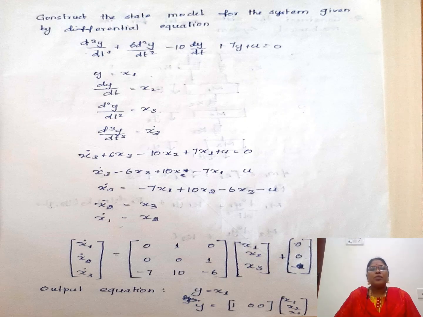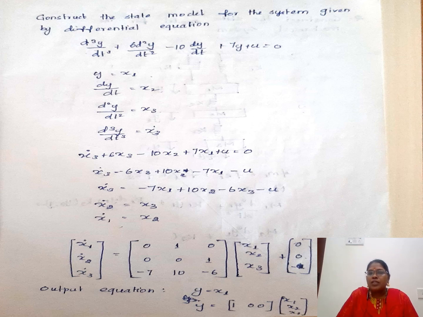Let's see one problem. Consider the state model of the system given by the differential equation. Here I have one differential equation: d cube y by dt cube plus 6 d square y by dt square minus 10 dy by dt plus 7y equal to 0. Now I have to assume the state variables. First I'm considering y equal to x1, because this equation has the variable y.